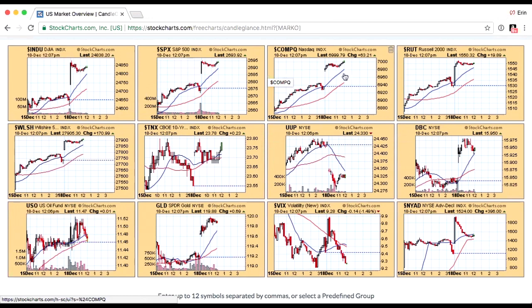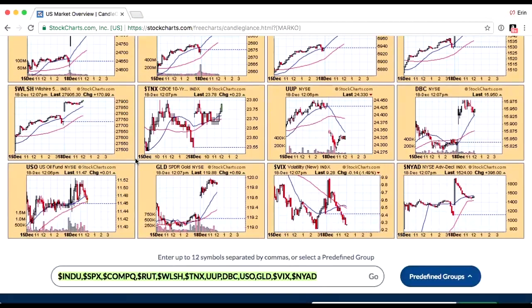NASDAQ's looking pretty good, though. It's now breaking out to new highs after settling there for a little while. Russell 2000, again, great morning, and now moving sideways. Wilshire 5000, similar appearance. Treasury yields are up, currently reading 23.78. We can see UUP, the dollar ETF, gapped down quite a bit, and we're seeing it moving out of those intraday lows, but not a good start for the dollar today.